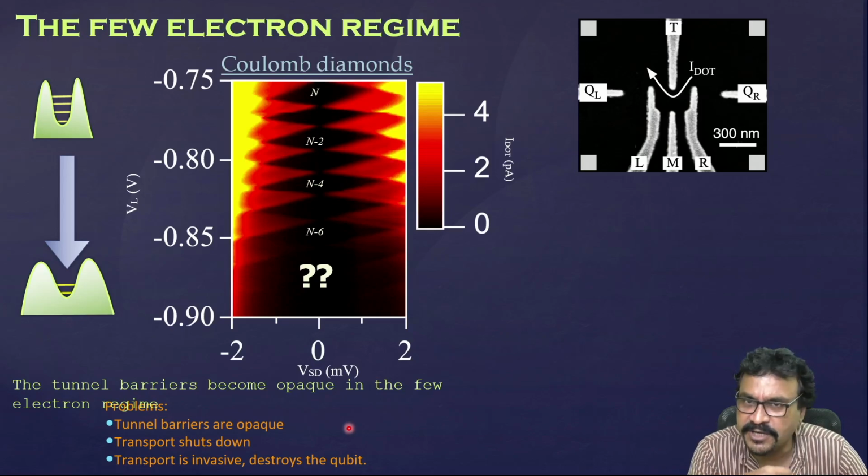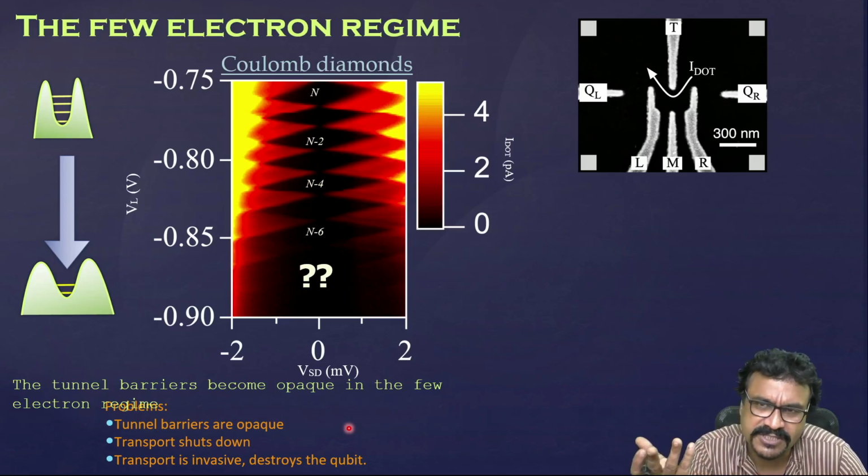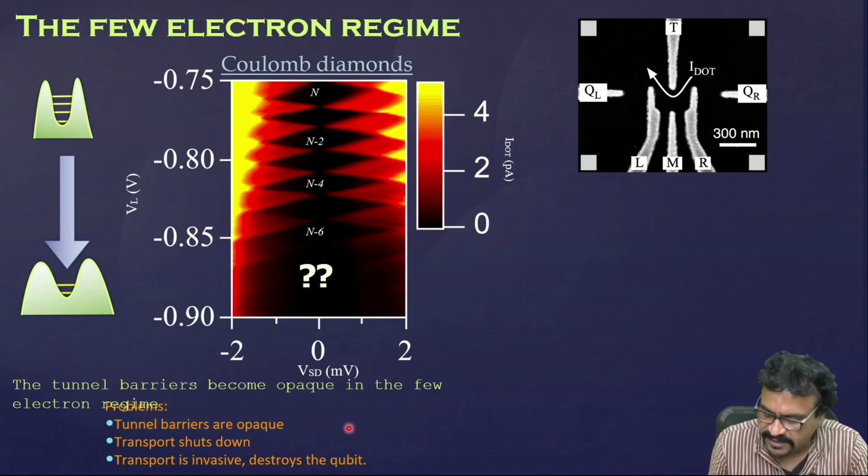You know, you are not trying to run a current through the system. That is not your aim. If you try to run a current through the system, it will replace one electron with another electron. That is transport, and you lose the state, right? So, that is not the aim.